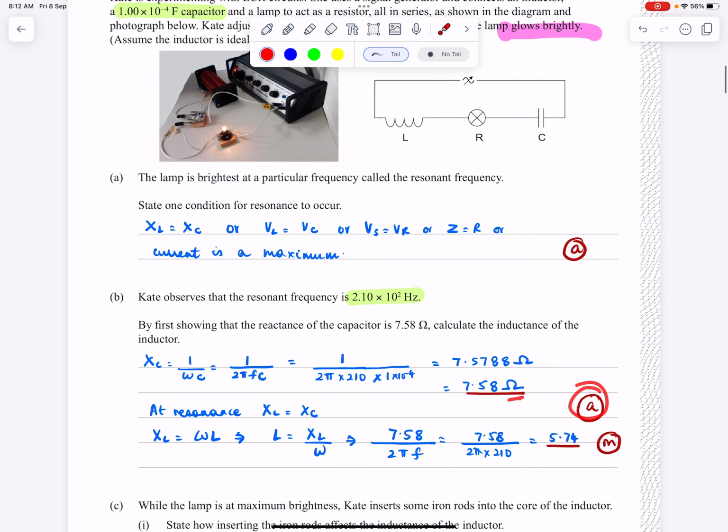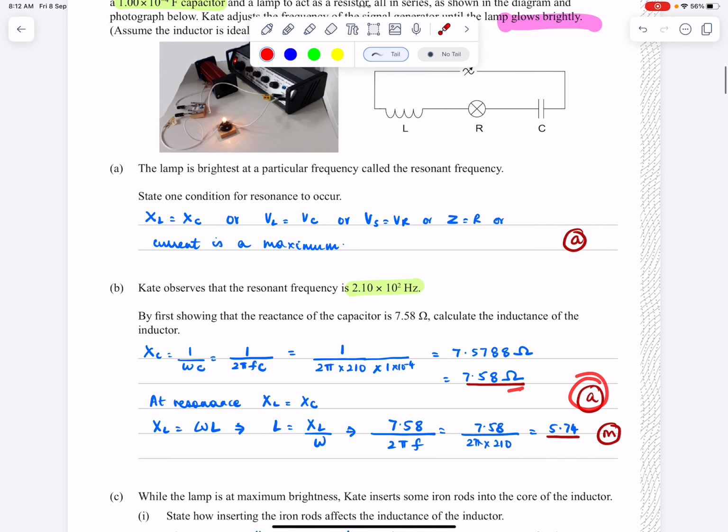If you went on further and said that at resonance, these values are the same, so XL will also be 7.58, and so XL is omega L, so you get the value for the inductance of the inductor by substituting, and you get 5.74, and that is merit, and it's 5.74 Henry. Okay, so you want that there.